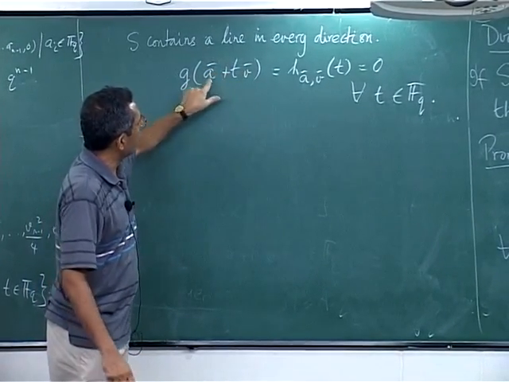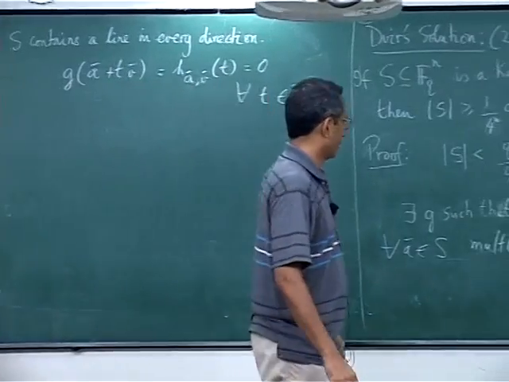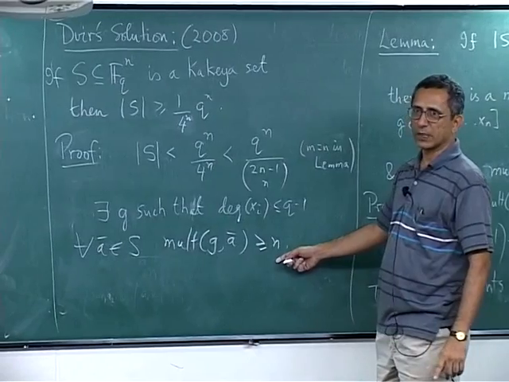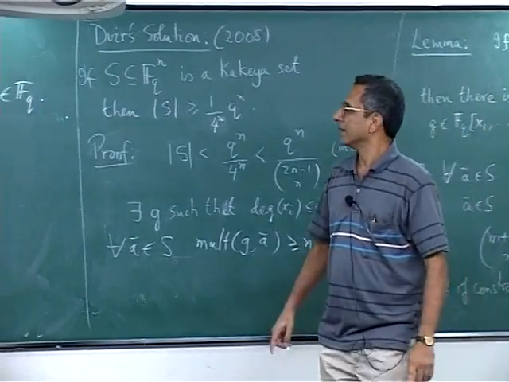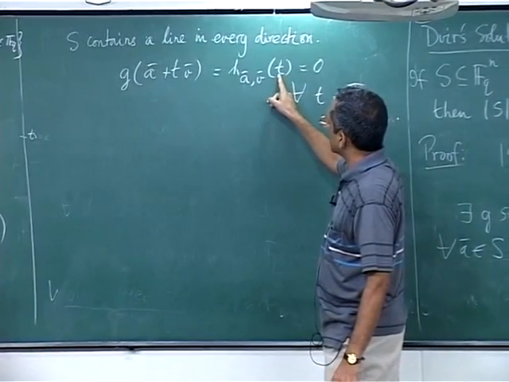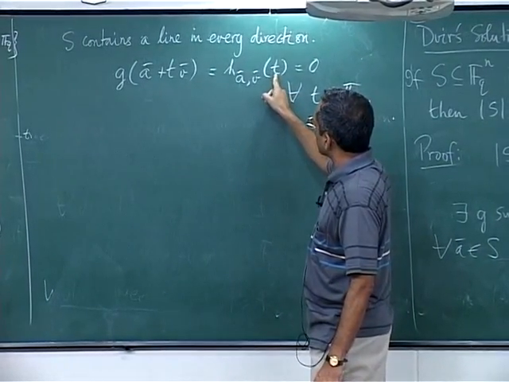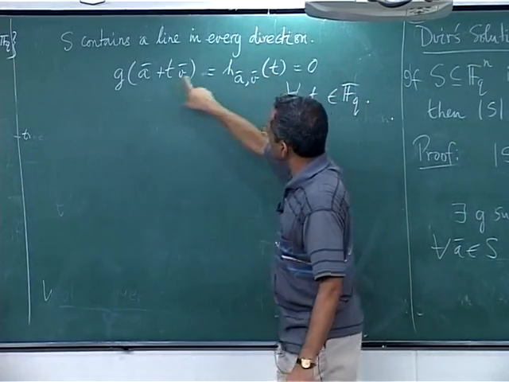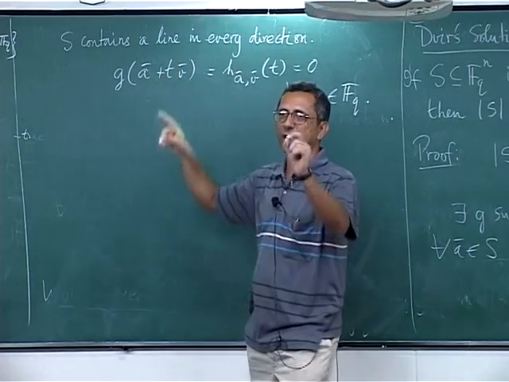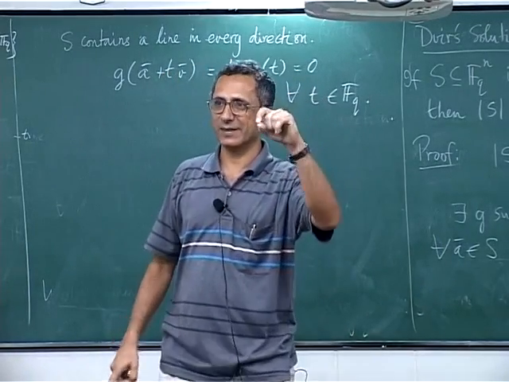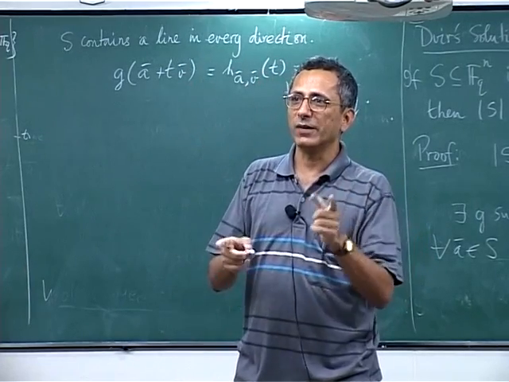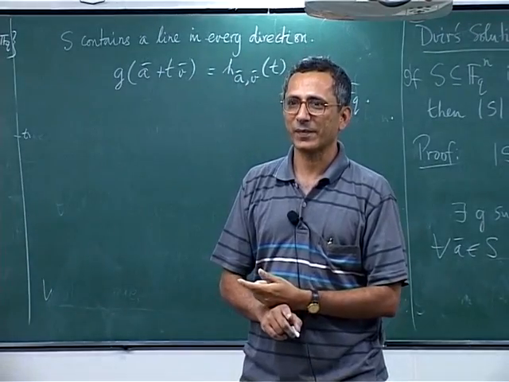See, this is a 0 of multiplicity at least n. It is a 0 of multiplicity at least n. What can we say about, say, every root of t gives me a point in the Kakeya set. It is a particular a bar plus t v bar. If I take a value of t, that gives me a point in the Kakeya set. What is the multiplicity of that root in the univariate polynomial h a v?